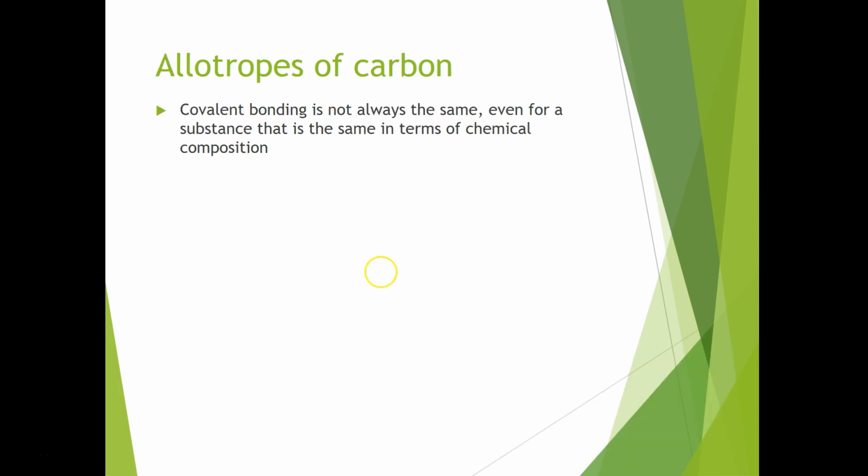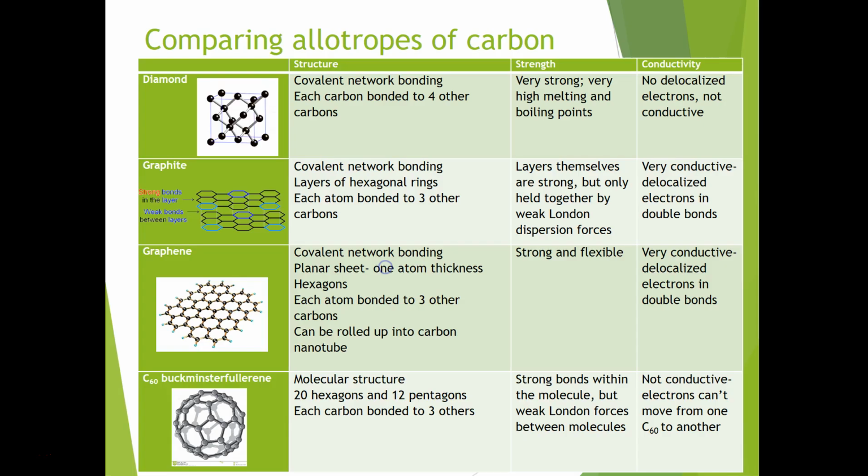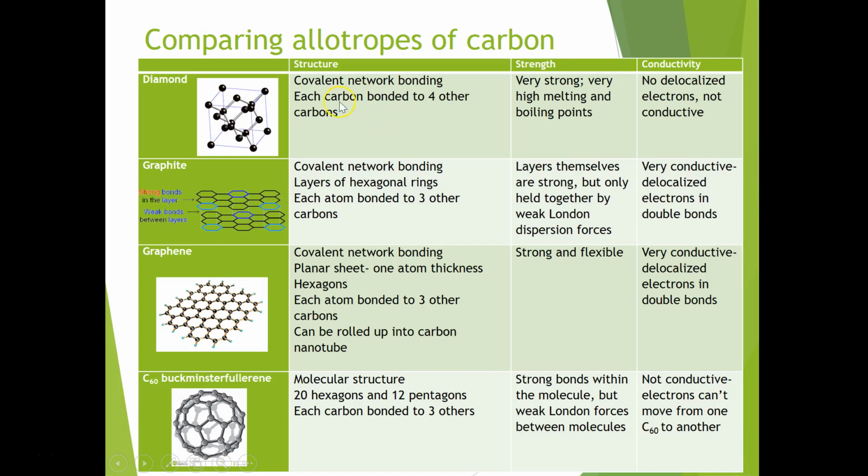Okay, finally, allotropes of carbon. An allotrope is just a different physical form of the same element. And the classic example we use in this class is carbon, which has several different allotropes. And that's why I say, isn't carbon awesome? It does so much stuff, and diamonds are forever. Okay, so there are 4 allotropes we have to know about. You have to be able to describe them in terms of their structure, their strength, and their conductivity. Also, the bonding, as in the number of atoms each carbon is bonded to.